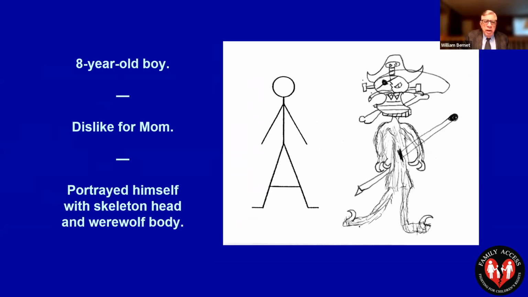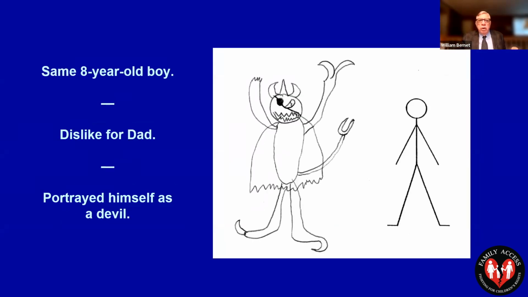I think what matters is he really had reasons to dislike his mom, and he really had reasons to dislike his dad. And so I think that this represents a legitimate reason to dislike his mom and dad, and why I would call this estrangement.